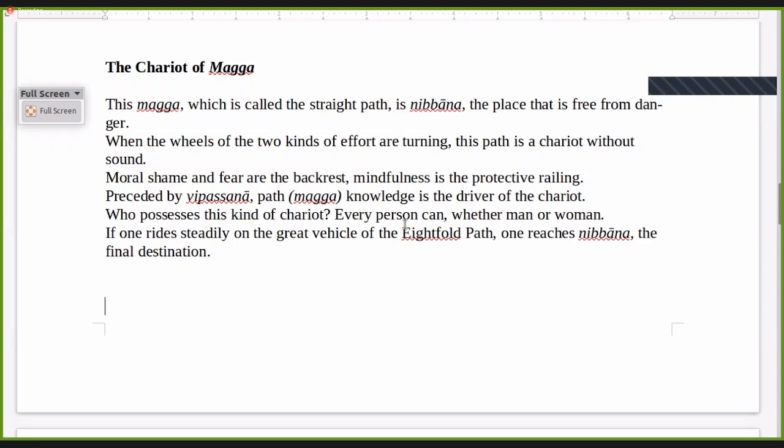So we have to stop our discourse for today by practicing vipassana meditation, observing every phenomenon occurring at the six senses, riding steadily on the great vehicle of the Eightfold Path. May all yogis be liberated from suffering. May all yogis reach Nirvana, your final destination. May all yogis realize real peace in the very near future.